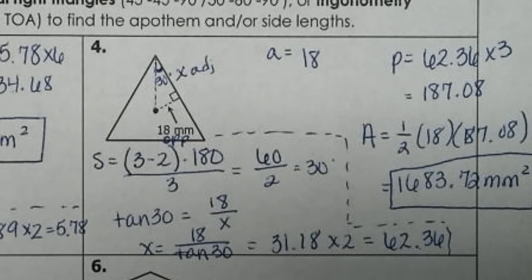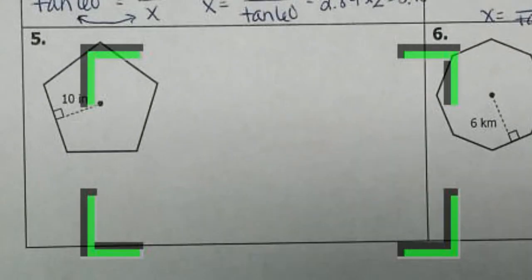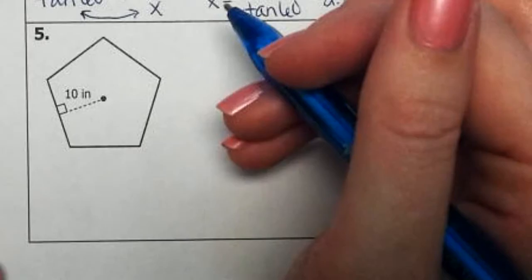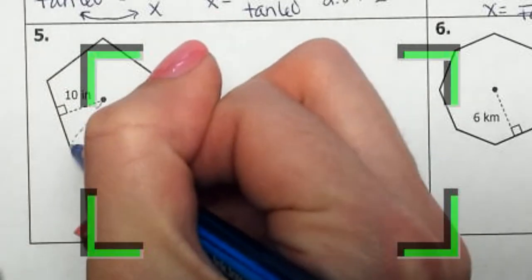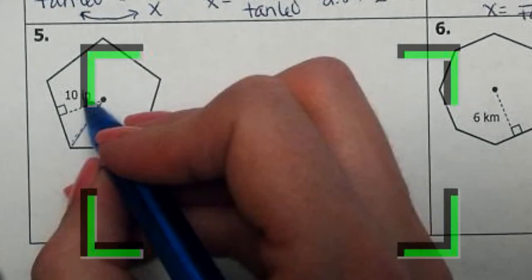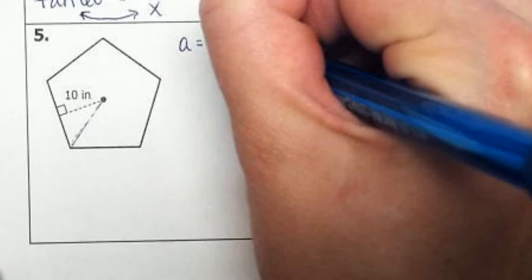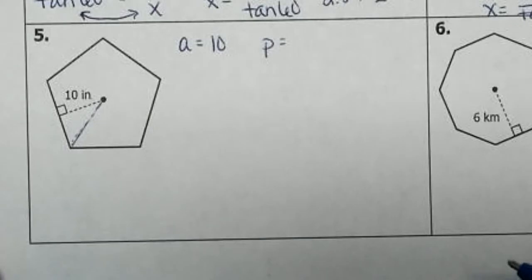Okay, let's do another one. Number 5. Step 1, draw that triangle. I'm going to draw it over here to this vertex. So there is my apothem. It goes from the center to the side. I need my perimeter. I'm going to do step 2 now.